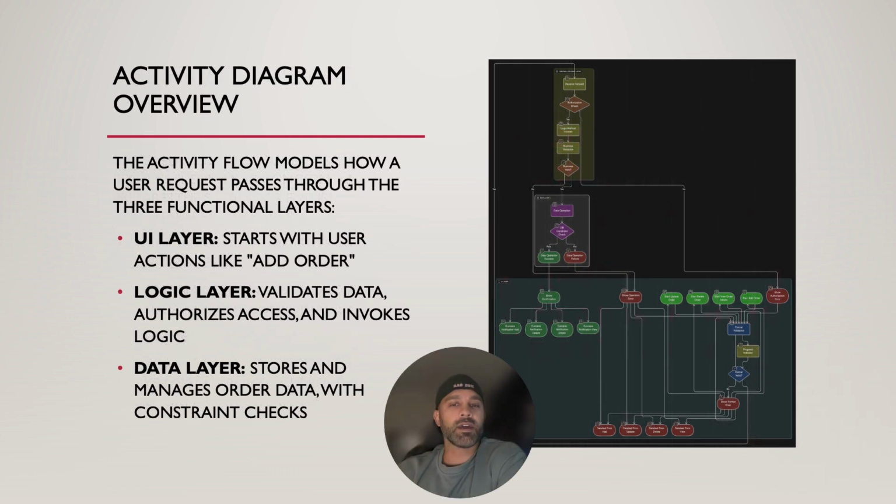For the activity diagram, I spent a long time here. I apologize, you don't see the whole diagram. Everything is as a whole right now, but I promise I'm going to break it down in the next slides so you can see it better. So the activity flow shows how a user request passes through the three functional layers. Through the UI layer, which starts with the user actions like add order. And then going through the logic layer, which validates data, authorizes access, and invokes logic. And also the data layer, which stores and manages all the order data with the constraint check.